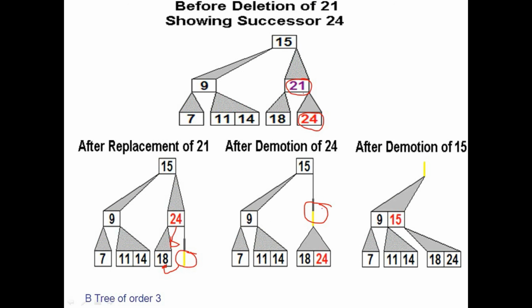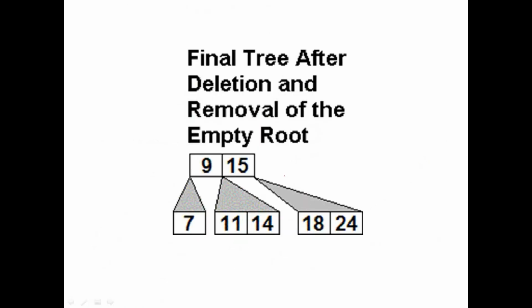Then again it is underflow, but the sibling is a poor sibling, so you cannot borrow this 9 over here, so you have to merge these two. When you are merging these two, you have to take down 15, so 9 and 15, and then when 15 comes down, there is nothing in the root, so you just have to remove that null root. The final tree after deletion and removal of the empty root is this one. Thank you.